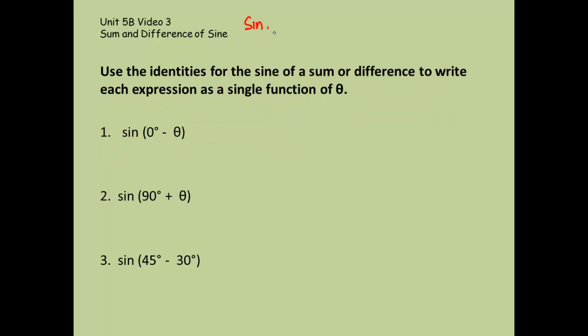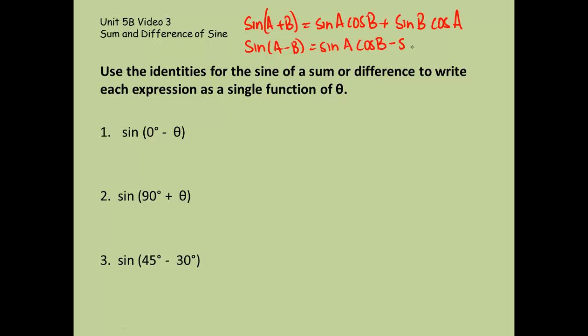So I have the sine of A plus B equals the sine of A, the cosine of B, plus the sine of B and the cosine of A. Then I have the sine of A minus B to be the sine of A, the cosine of B, minus the sine of B and the cosine of A. Once again, we're going to apply the same idea here, identifying what angle A is, what angle B is, and then using the formula.